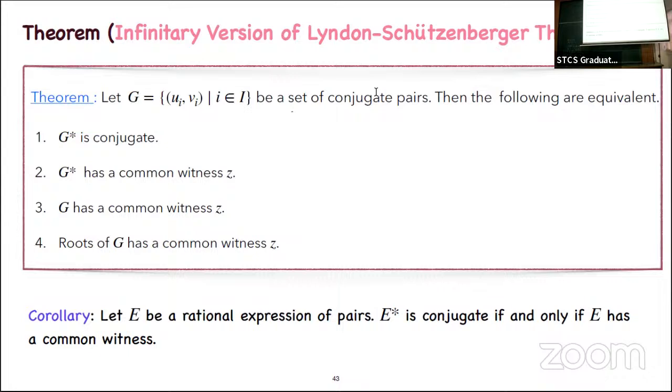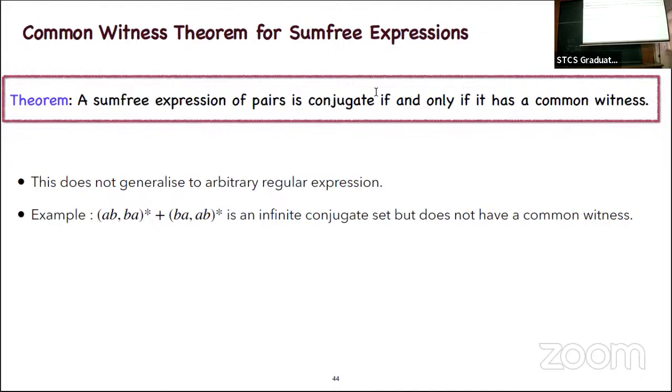Okay. So now you do it for the other case also, for the monoid case. It's a bit more hairy, but the ideas are pretty much the same. Interestingly, this does not generalize to arbitrary expressions. This theorem only holds for sum-free expressions. So it seems like the reduction we make in the first step, reducing an arbitrary expression to a sum of sum-free expressions, is okay, because (AB)star and (BA)star are infinite conjugate sets, but each individual one has this property.